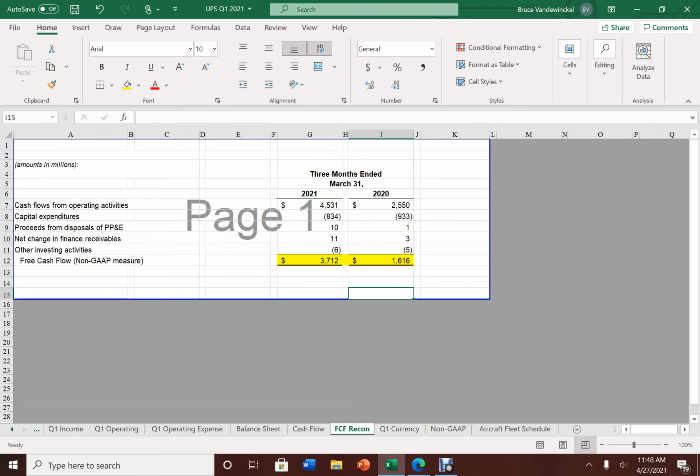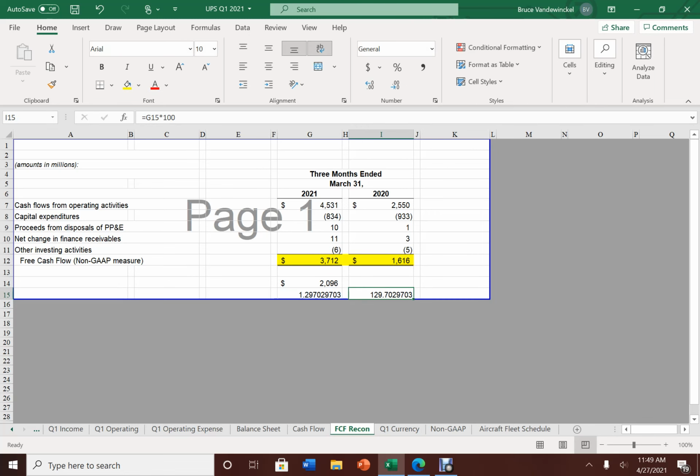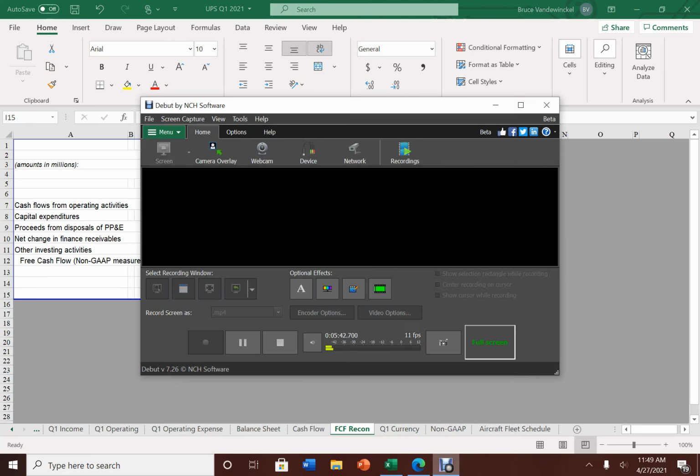Now, if you look here from the free cash flow basis, quarter one 2020, the free cash flow was, on a non-GAAP basis, about 1,616 million. Now to calculate the jump, to see the number increase, this is a 129% increase in free cash flow. Absolutely amazing news here for UPS. Now let's get down to some of the highlights.